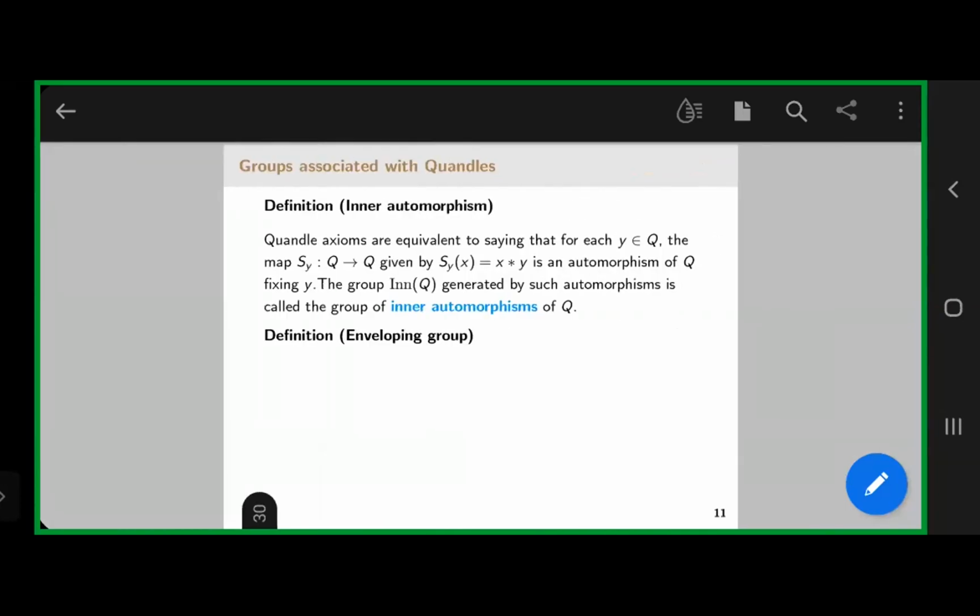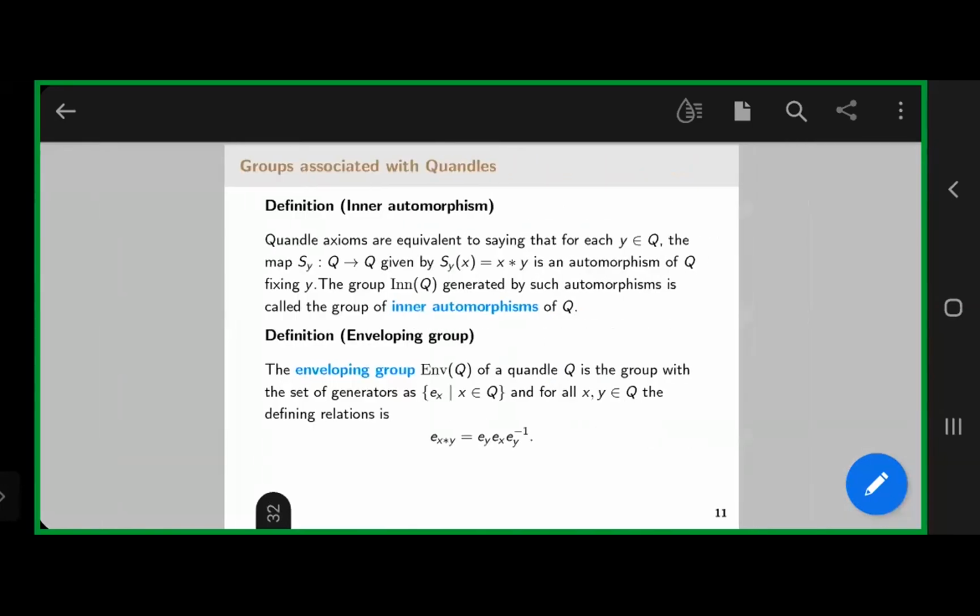The other group you can define is the enveloping group. In most of the literature this is called the structure group or adjoint group. It is called the adjoint group because it is the adjoint functor on the group correspondence. If you have a group, you go to the conjugation Quandle, and from the Quandle you go to this enveloping group. They are adjoint functors on the categories. But anyway, we don't need that much stuff.